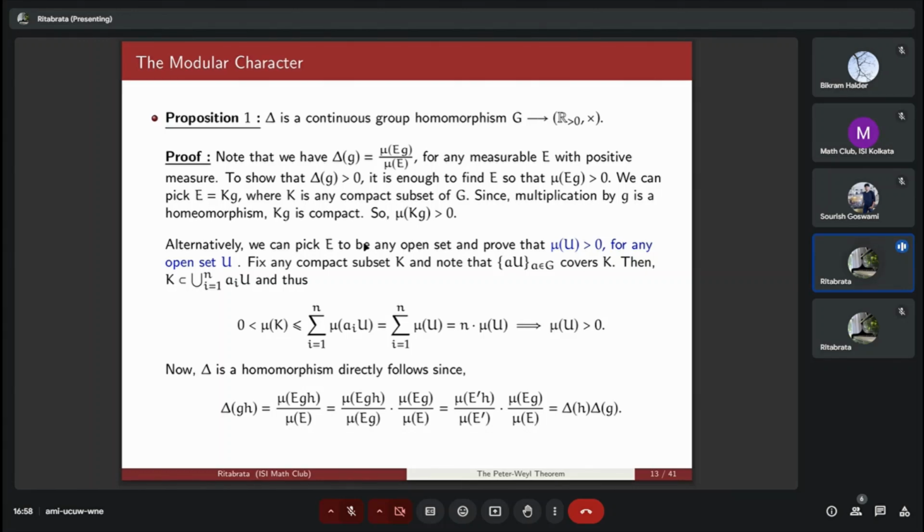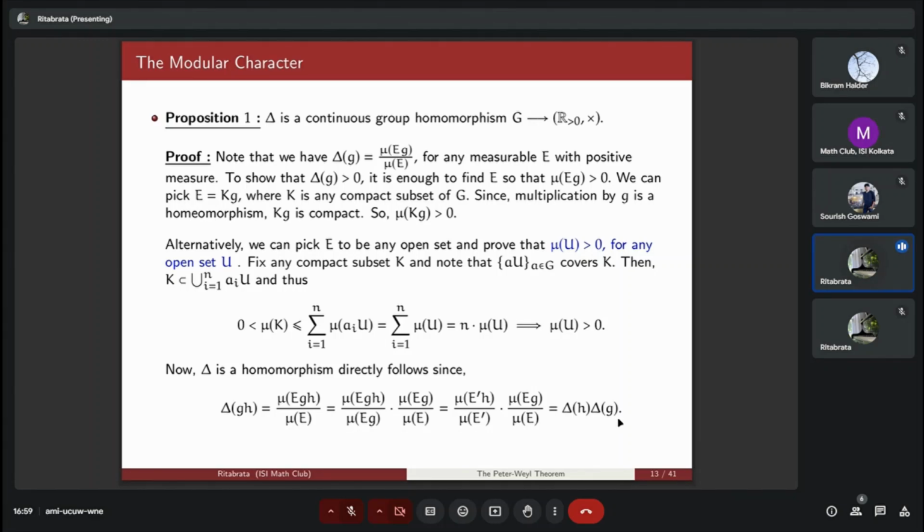We can use the basic properties of measure, that it is subadditive and so on. Basically mu of K is positive, and it is less than or equal to the summation of mu of A_i U, and by left invariance of the Haar measure, it is the same as mu of U. Clearly it will mean that some positive integer times mu of U is positive, so mu of U is positive. In particular, we can take delta G to be mu of UG by mu of U. That will also work. The homomorphism property directly follows because delta of GH is mu of EGH by mu of E. We can just do a cross multiplication and write it in the following way. It directly tells that it's a homomorphism.